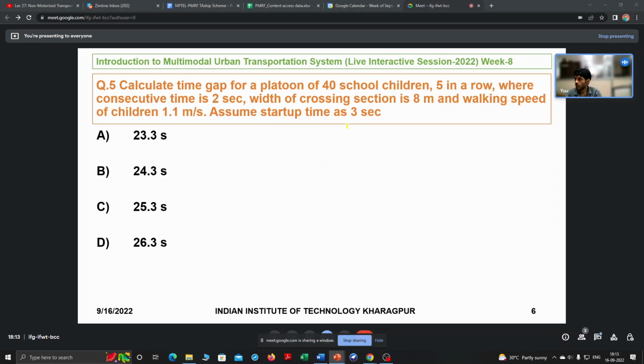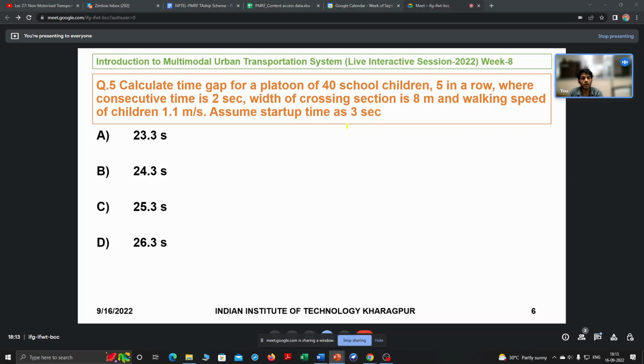Now it is a numerical one. Calculate the time gap for a platoon of 40 school children. They are walking 5 in a row, where the consecutive time between those rows is 2 seconds, the width of that crossing section, meaning the road width, is 8 meters, the speed of walking is 1.1 meters per second, and there is a startup loss time of 3 seconds. Then you need to calculate the time gap.